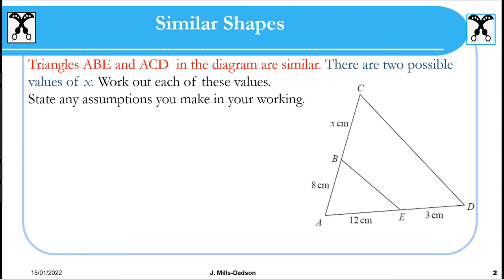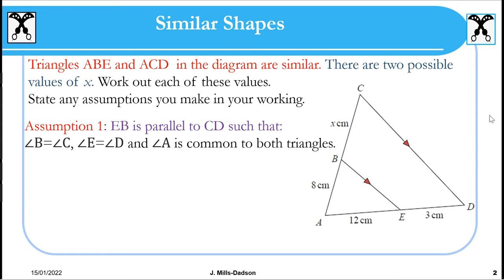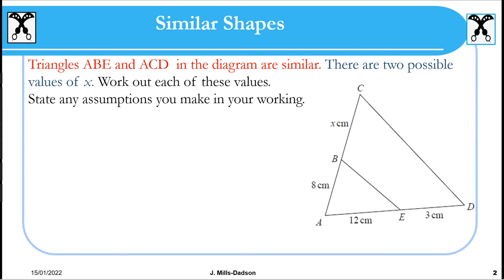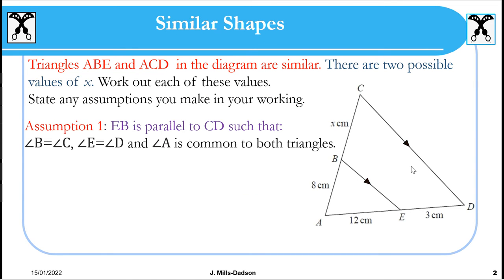We have triangle ABE and ACD in a diagram, and they are similar, and there are two possible values of x. We are supposed to work out the two possible values and state any assumptions that we make in our working out. So we first start by stating that EB is parallel to CD. Initially it was bare like that, so you need to state your assumption by putting the parallel line symbol to show. And when that happens, it means that angle B is equal to angle C, and angle E is equal to angle D, and A is common to both.